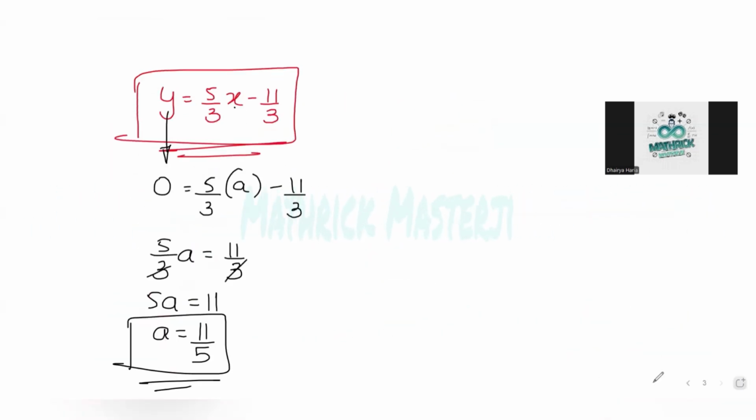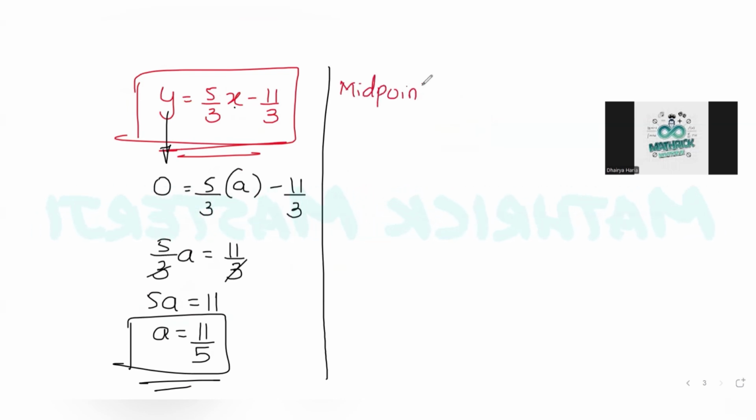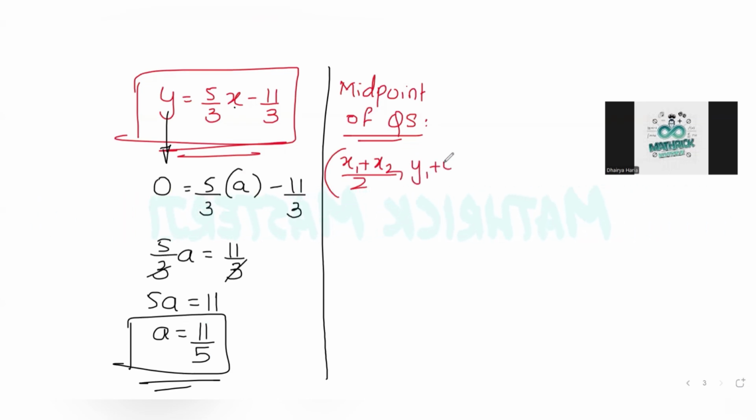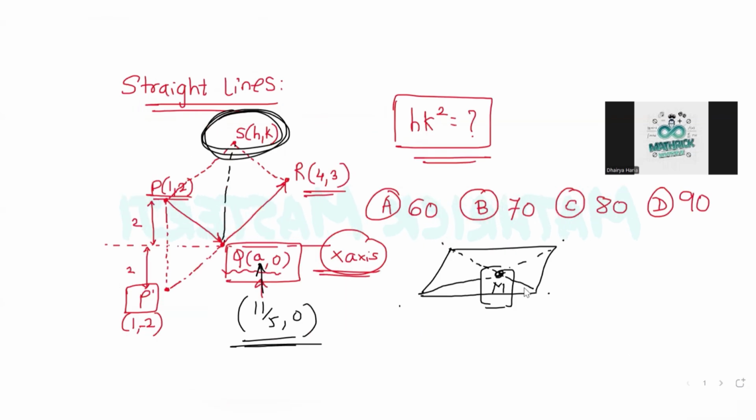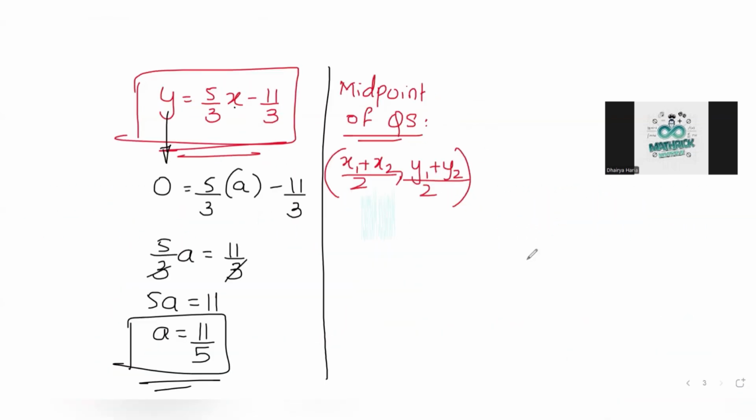So if I find the midpoint of Q and S, I can use the idea of the sum of x coordinates divided by 2 and the sum of y coordinates divided by 2. That gives me the midpoint coordinates. So for Q and S, it is (a plus h) over 2 and (0 plus k) over 2.